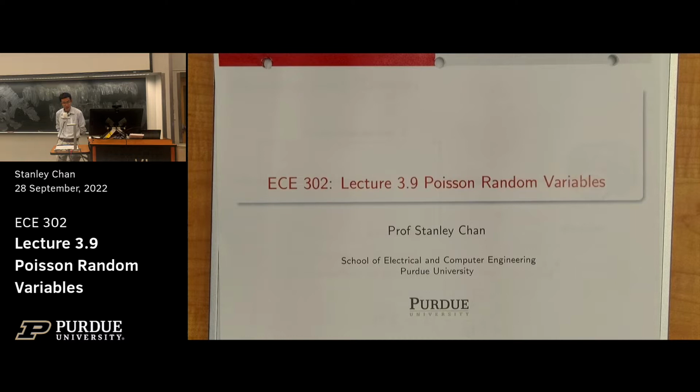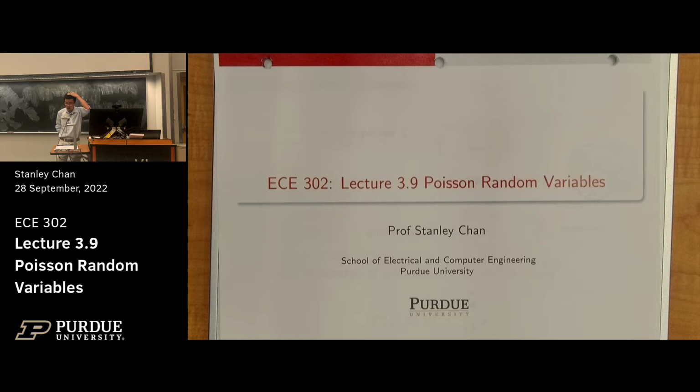So for today, I want to finish this chapter 3, and I want to talk about one more random variable. This is the Poisson random variable. It is my favorite random variable besides the normal distribution because I do cameras, I do lens, I do sensors. This is really the random variable that I deal with every day. So I have a lot to say about this random variable.